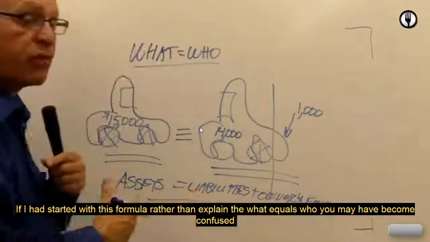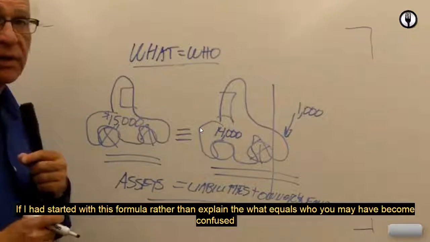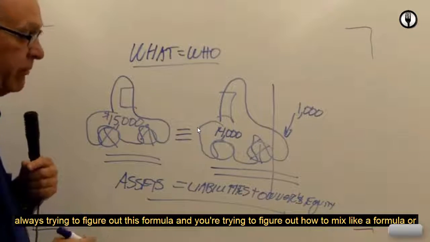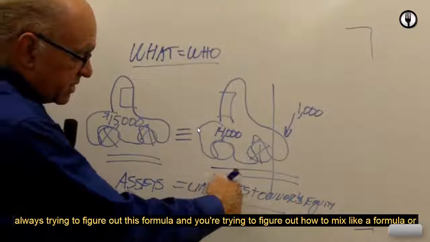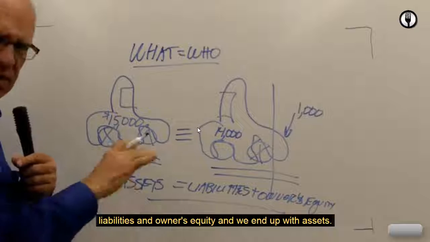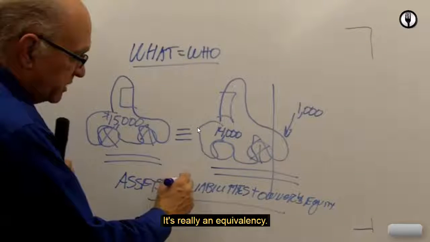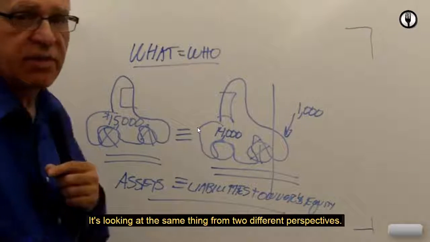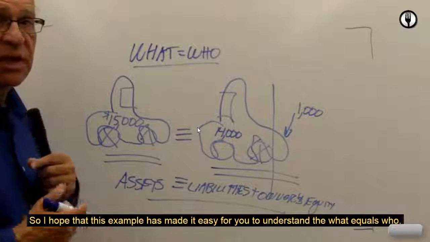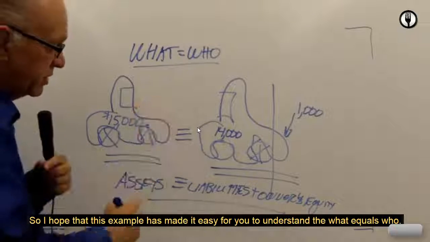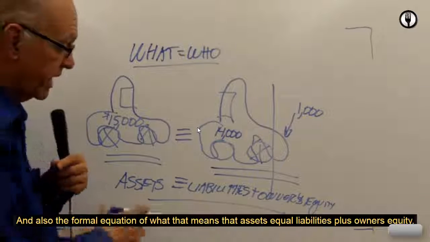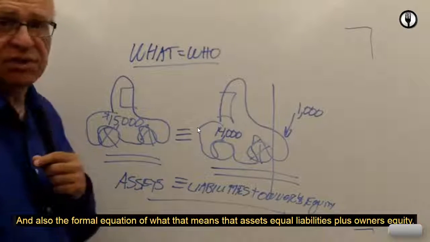If I had started with this formula, rather than explain the what equals who, you may have become confused always trying to figure out this formula. And you're trying to figure out how to mix, like a formula, liabilities and owner's equity, and we end up with assets. It's not the case whatsoever. It's really an equivalency. It's looking at the same thing from two different perspectives. So I hope that this example has made it easy for you to understand the what equals who, and also the formal equation of what that means, that assets equal liabilities plus owner's equity.